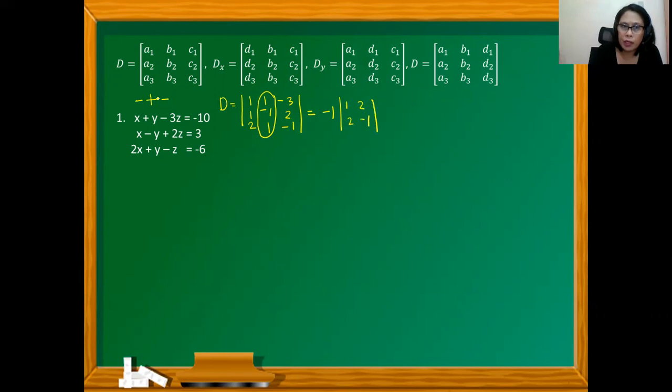And then plus the second element, which is negative 1. So this is plus minus, so this would be minus 1. And then we will eliminate the second row and the second column. So there remains 1, negative 3, 2, negative 1. And lastly, we'll have minus the third element, 1. So minus 1 times its minor. So we're going to remove the last row and the second column. So there remains 1, negative 3, 1, 2.